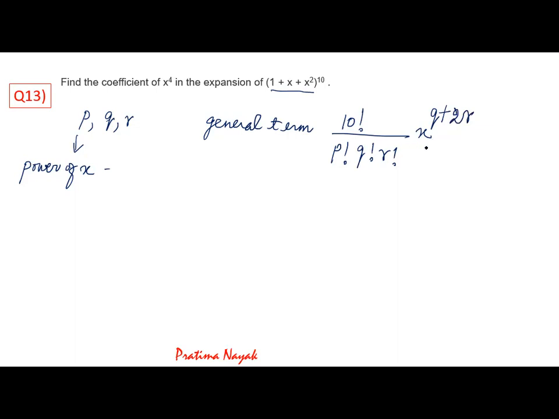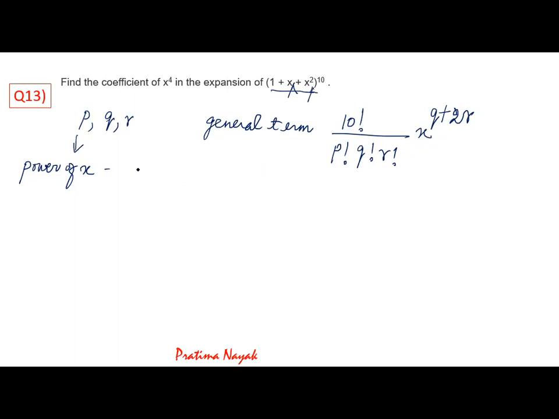So this is the general term: 10 factorial by p factorial, q factorial, r factorial, x to the power q plus 2r. Here I am taking the exponent, here I am taking 2 times of r. That's why. I'm not going into detail of the derivation. I'm writing the formula so that it can help you.